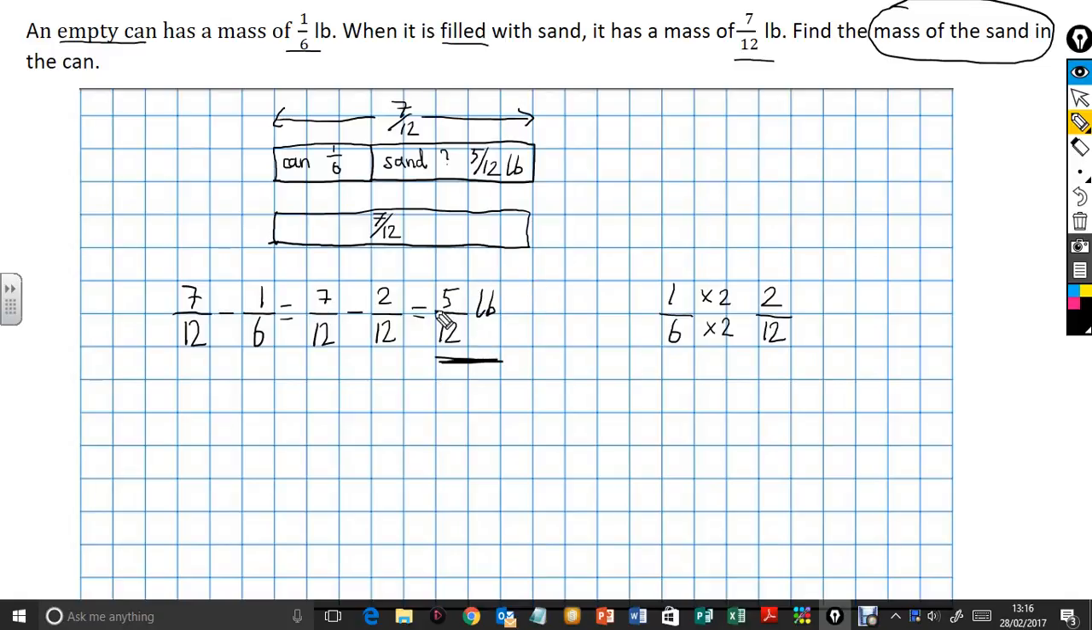The other thing we need to check is, can we simplify this any more? No, we can't. Is there a number that would divide evenly into both top and bottom? No, there isn't. So 5/12 of a pound is the final answer.